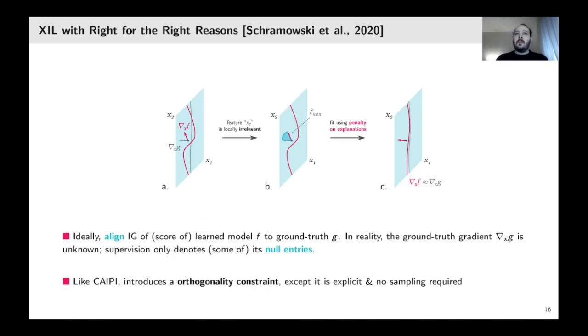Here we see what imposing a loss on the input gradient looks like. Ideally, the RRR loss essentially aligns the input gradient of the learned model to the input gradient of the ground truth, if it exists. Since only some of the null entries of the ground truth gradient are known, that is, those associated to the irrelevant input variables, the loss focuses on those. As in CAIPI, this is equivalent to a local orthogonality constraint.